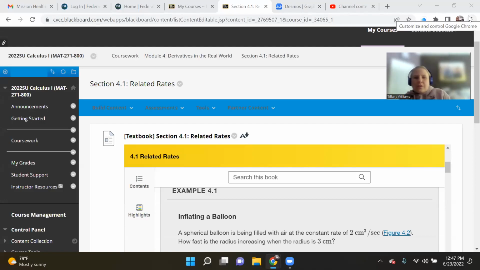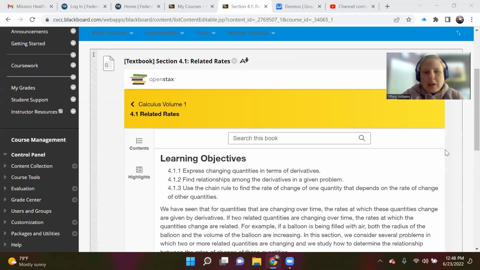So, guys, we are now starting chapter 4. The first thing that we're going to do is a section of word problems. It is a really interesting section, but it can be difficult for a lot of students because we're trying to relate rates. That's actually the name of the section: related rates. So, first thing I want to do is talk about what related rates are.